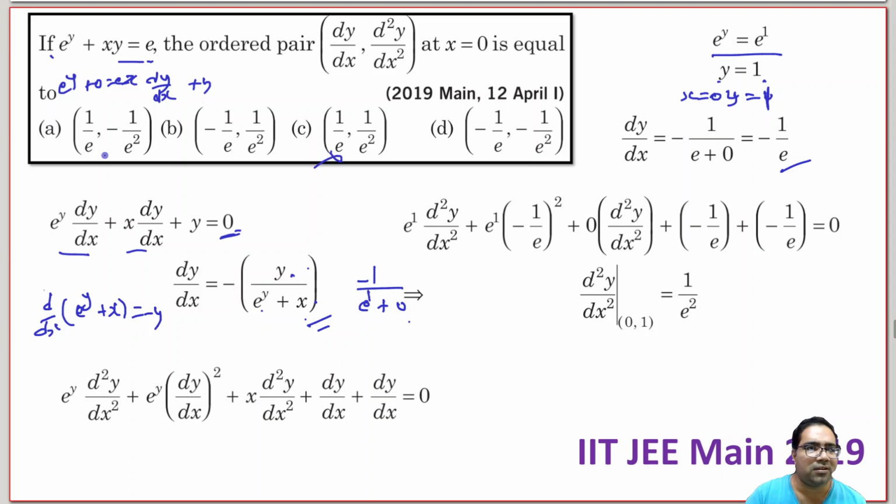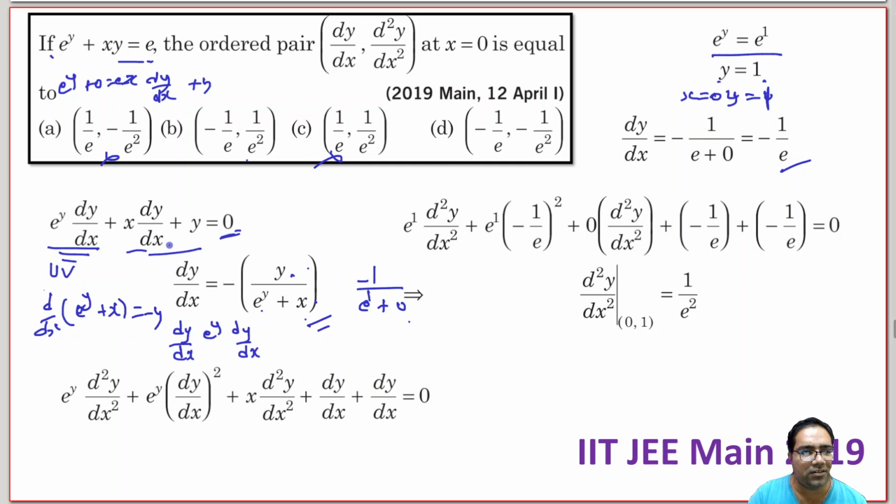So these two options are wrong. We have either this option or this option. Now let us differentiate this one again to get d²y/dx². Again, it is a uv function, let's take this as u. So e^y into d²y/dx², the first function into the differential of the second function. Then the second function dy/dx into the differential of the first function, which is e^y dy/dx, which is nothing but (dy/dx) squared into e^y.